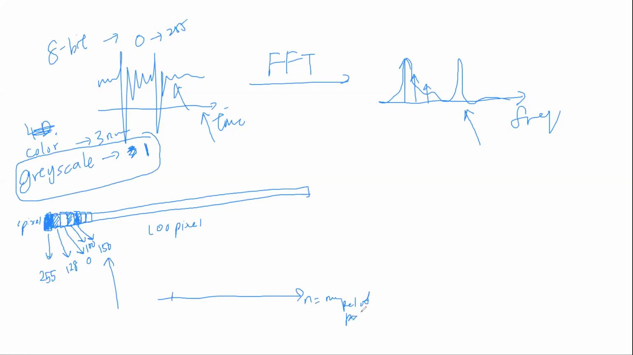When n equals 0, which is the first pixel, it is 255 here. n equals 1 is 128, n equals 2 is 0, n equals 3 is 100, n equals 4 is 150. And then you just continue plotting it. Let's say it's like that. And then you can do a Fourier transform.